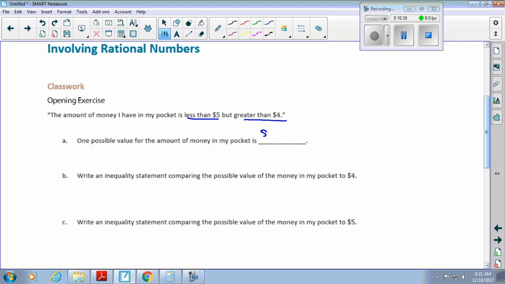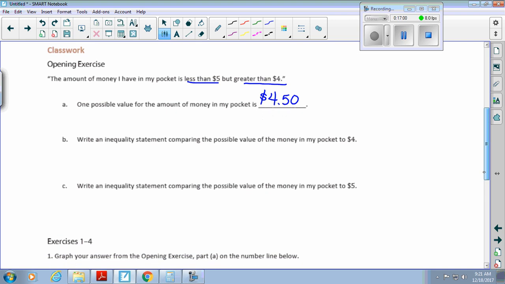All right. Could we have picked some other numbers? Yeah, we could have picked 4.75. We could have picked anything. As long as it's less than 5, so it can't be 5, and it's greater than 4, so it can't be 4, but it does have to be in the middle.